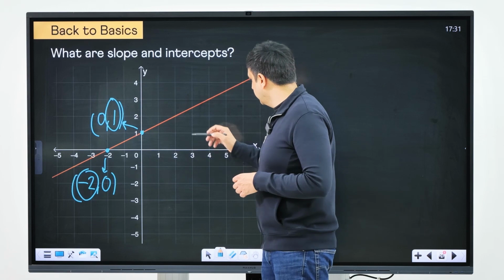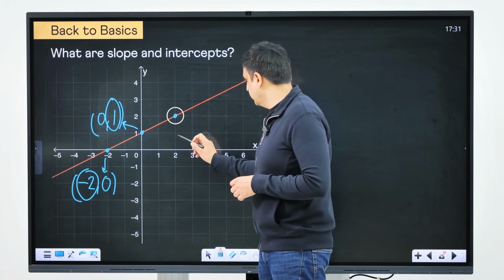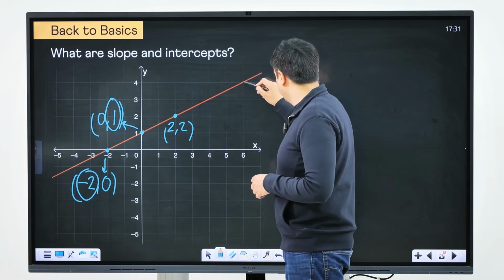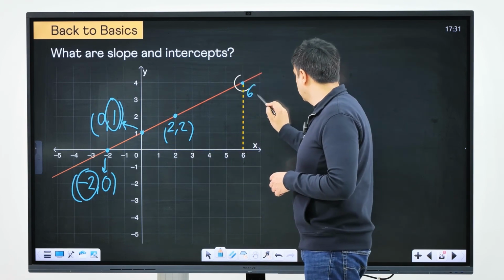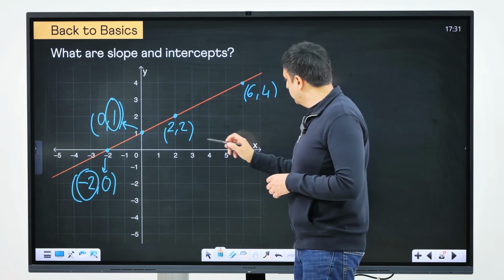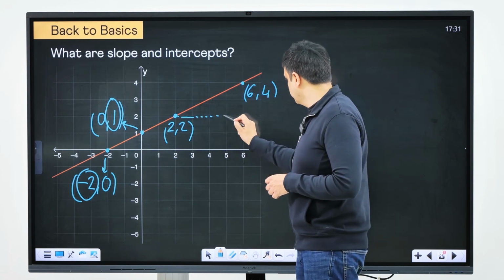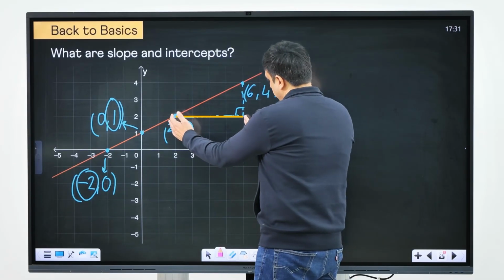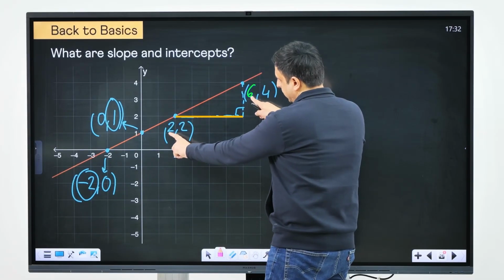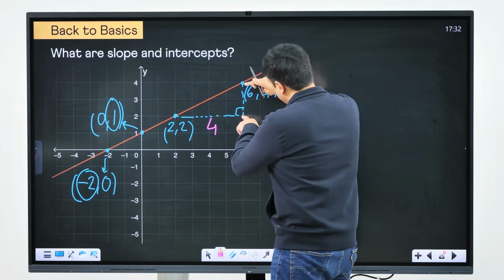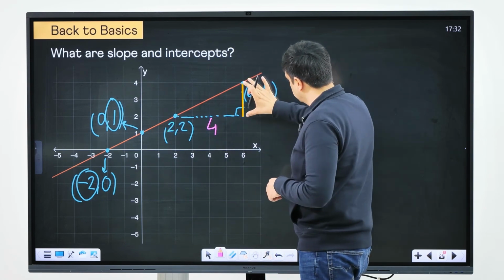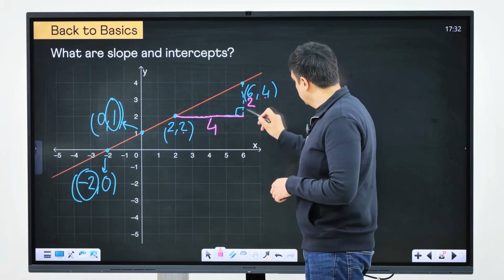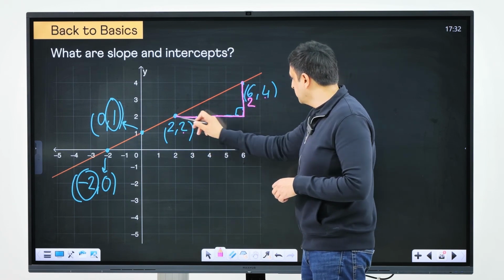Let's take any 2 points on the line. So I'll take this point here, which is 2, 2, and let me take this point here, which is 6, 4, and now let me complete this right triangle like this. So as you can see, this horizontal distance over here, the difference between the x-coordinate 6 and 2, this will be 4. And this vertical distance over here, which will be the difference between the y-coordinates 4 and 2, this will be 2. So this right triangle has a height of 2 and a base of 4.